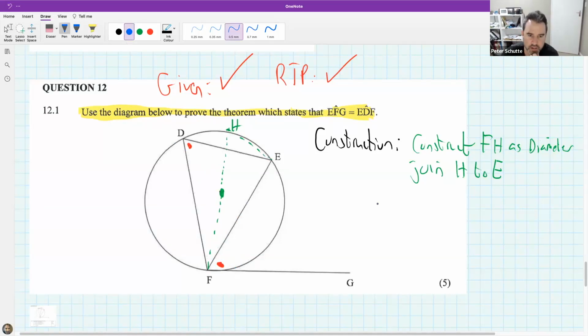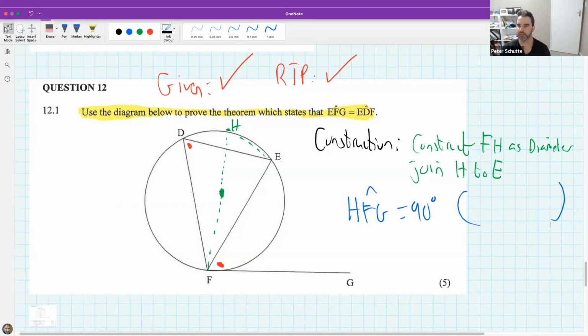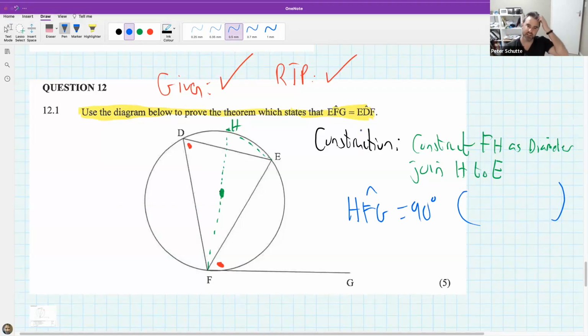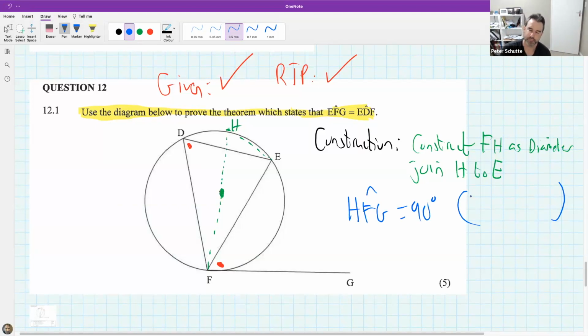So step 1 that I remember was to say that HFG was 90. What is the reason going to be for that? What is HFG? What's the reason I use for that? It's going to be tangent perpendicular to radius.